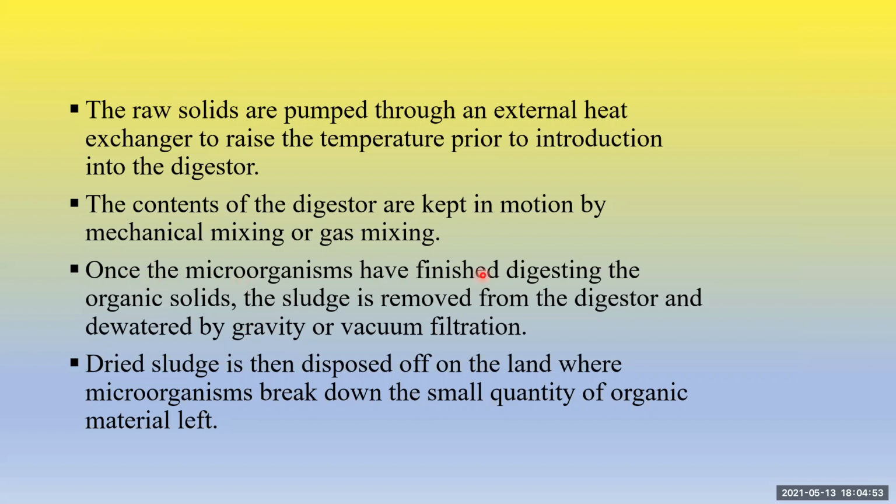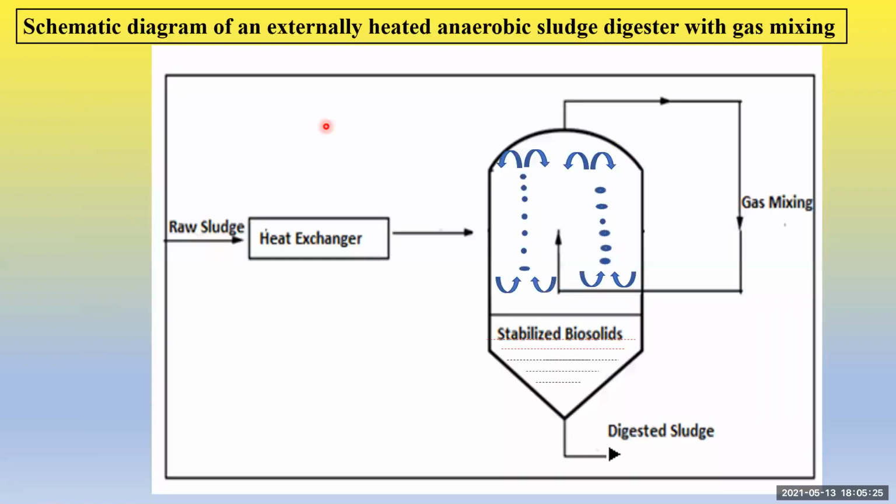Now, once the microorganisms have finished digesting the organic solids, the sludge is removed from the bottom of the digester and it is dewatered by gravity. Whatever water is holding to the solid particles is removed. So the digested sludge is dewatered by the action of gravity or vacuum filtration. And then the dried sludge is disposed of on land, where microorganisms break down the small quantity of organic material that is left. Okay. So this is the schematic diagram which will explain how the anaerobic sludge digestion process takes place.